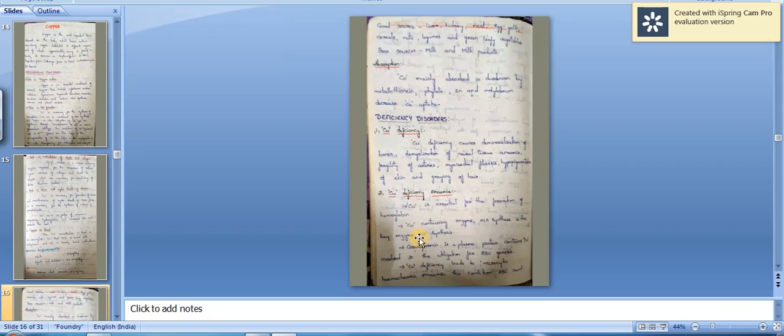Next, copper deficiency leads to microcytic hypochromic anemia. In this condition, RBC count is reduced, cell size is small, but hemoglobin concentration is more or less normal. Next, Menkes disease. It is also called kinky or steely hair syndrome.